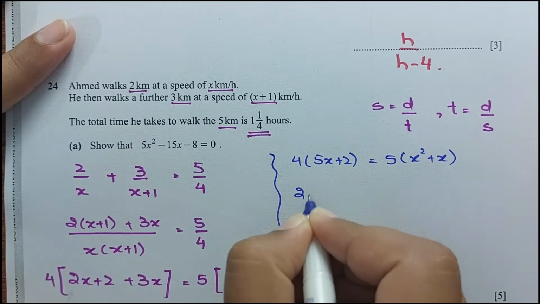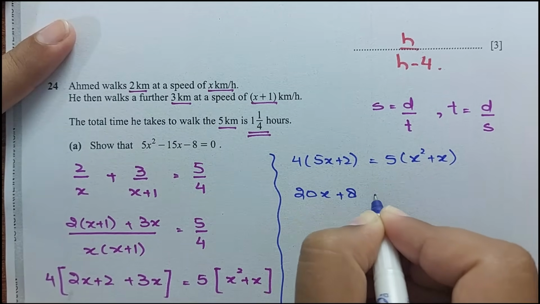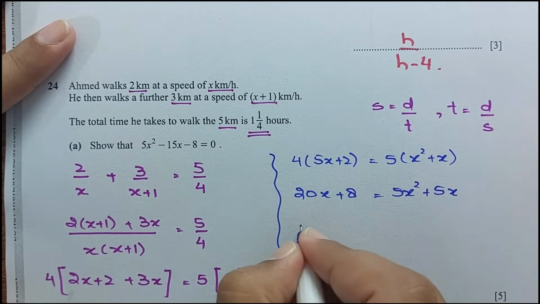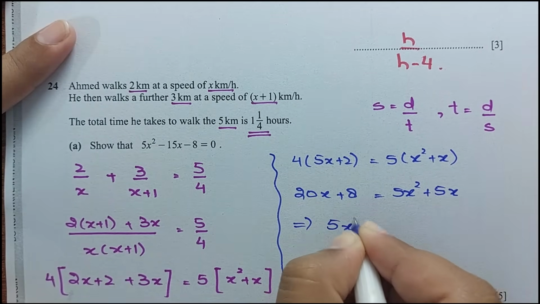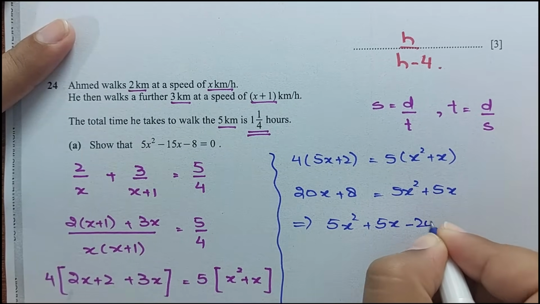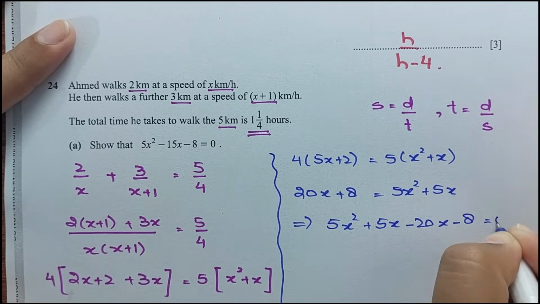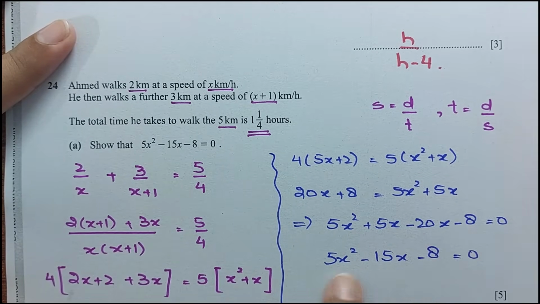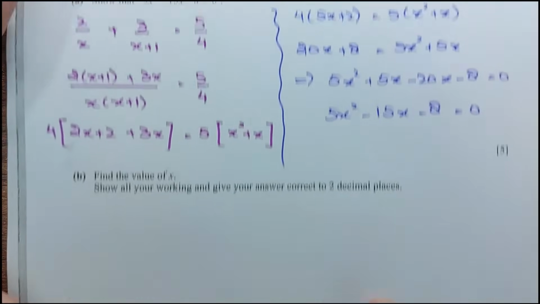So 4 times 5 is 20x, 4 times 2 is 8. We have 5x squared plus 5x. Now 5x squared plus 5x, and this term is minus 20x minus 8 equals 0. So 5x squared minus 15x minus 8 equals 0. This is exactly in that form.